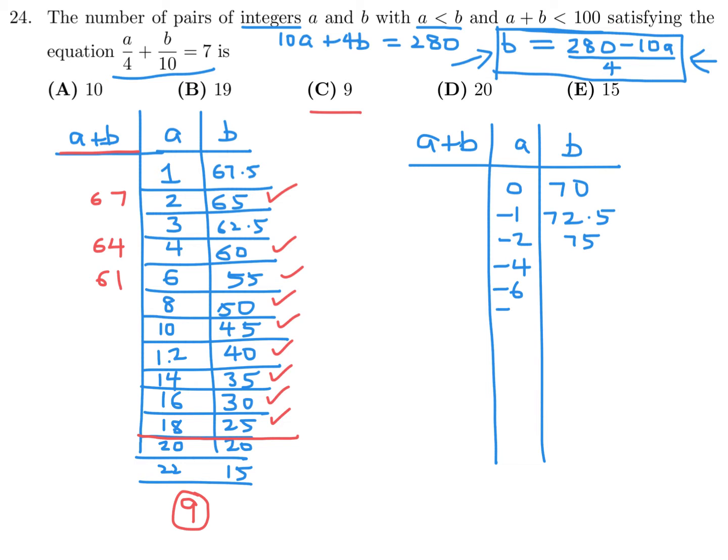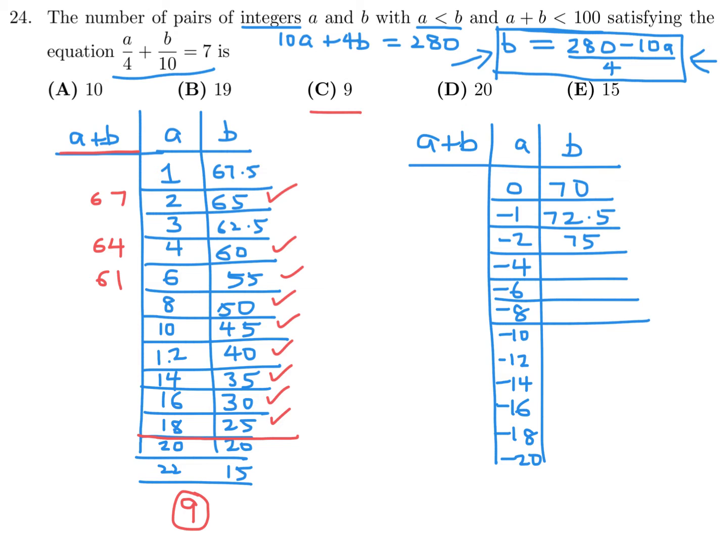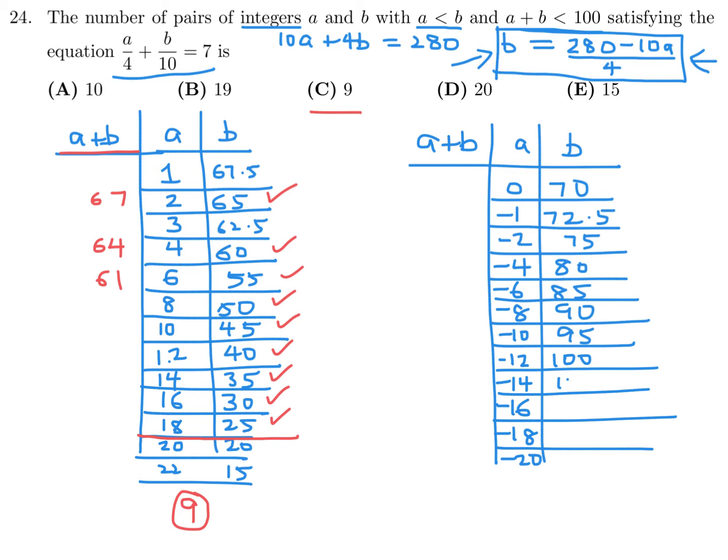Minus 4, minus 6, minus 8, and that whole big long song and dance. Minus 12, minus 14, minus 16, minus 18, and so on. Minus 20. You guys get the point. Calculating these values will be fairly straightforward, because I believe it just goes up by 5 each time. For example, negative 4 would be 80. Negative 6 would give 85. 90, 95. Negative 12 would give 100. 105. 110. 115. 120. Okay, and now at this point we need to stop.